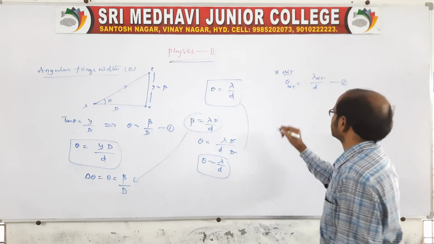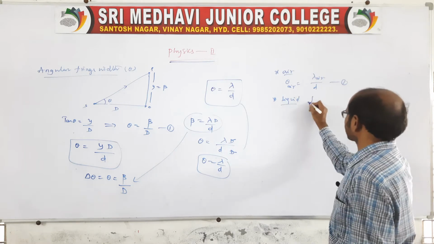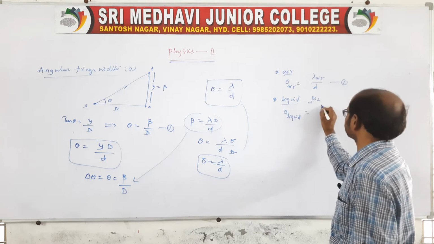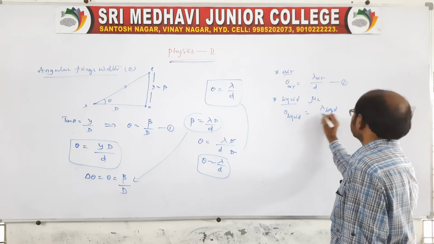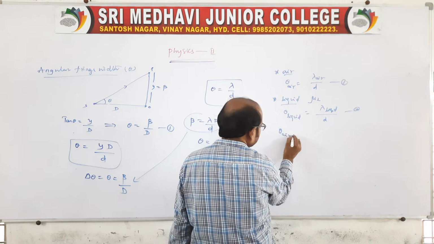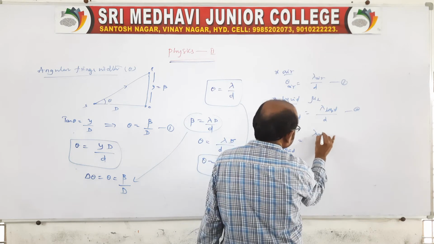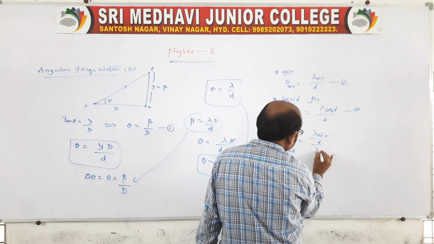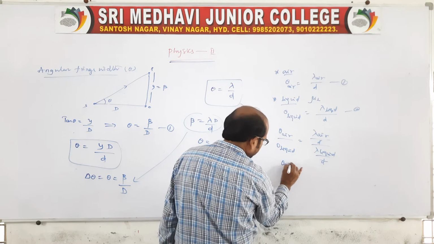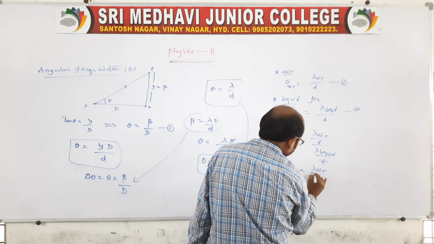There is no change. Suppose the apparatus is placed in a liquid of refractive index mu L. Then theta liquid is equal to lambda liquid by small d, which is equation 2. Therefore, take the ratio theta air by theta liquid, which equals lambda air by small d divided by lambda liquid by small d. Small d cancels. Theta air by theta liquid is equal to lambda air by lambda liquid.